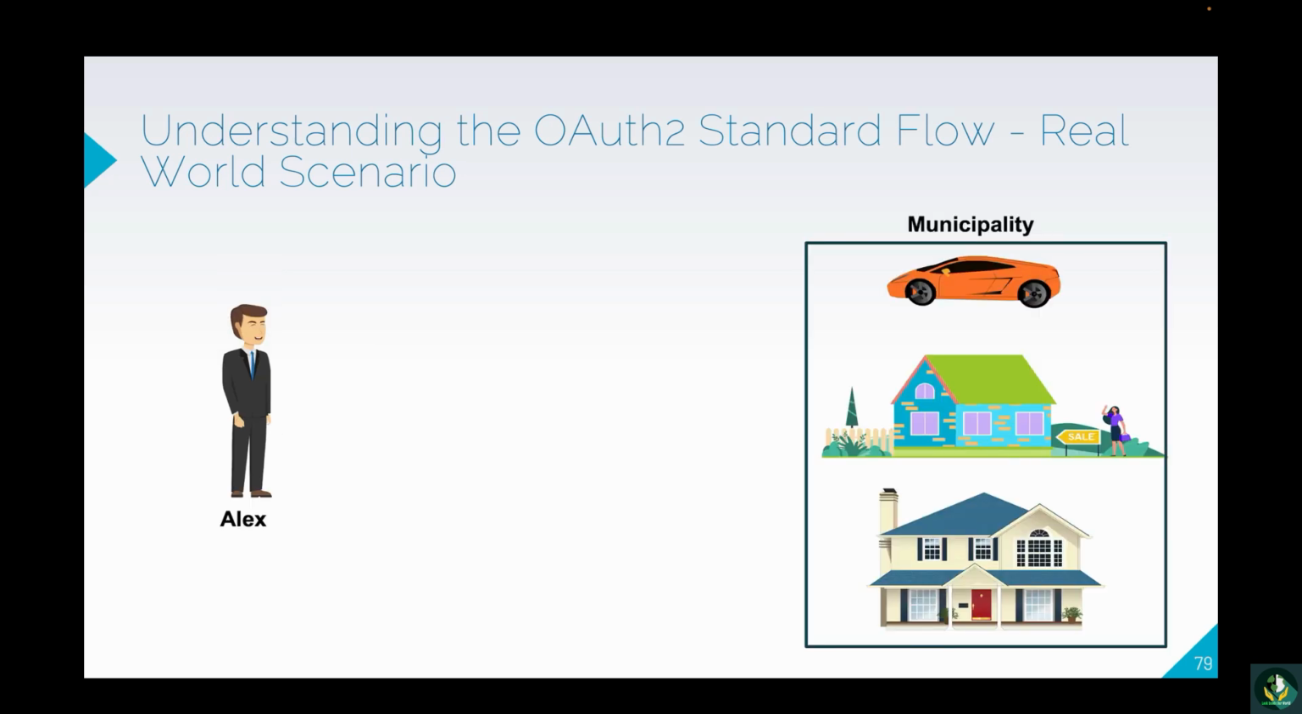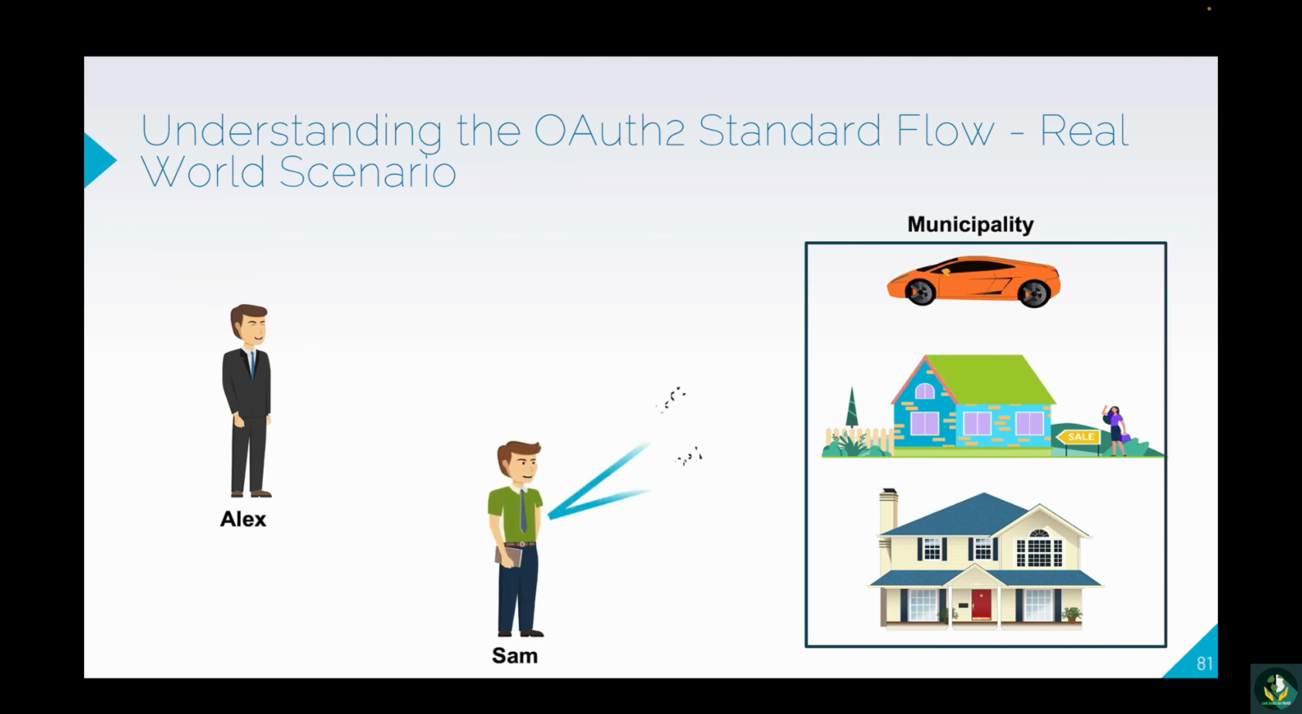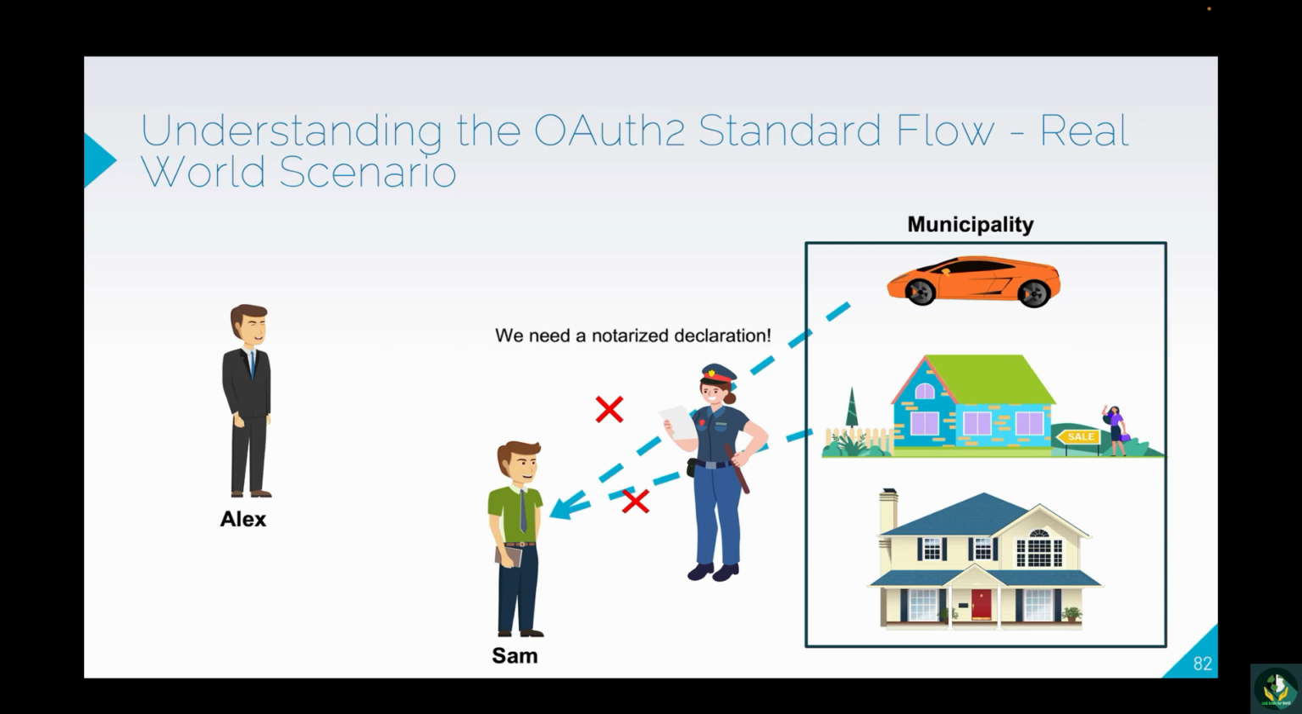Alex owns several properties and a car, and he needs someone trustworthy to manage them while he's away. So Alex turns to his reliable brother Sam and asks him to handle renting and selling his assets during his trip. Sam eagerly steps in and tries to rent out the car and sell the greenhouse. But there is a hitch. The authorities stop Sam because he is not the owner and lacks authorization to manage these properties.